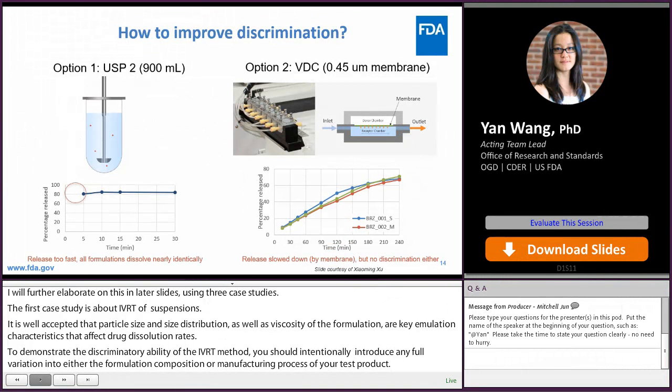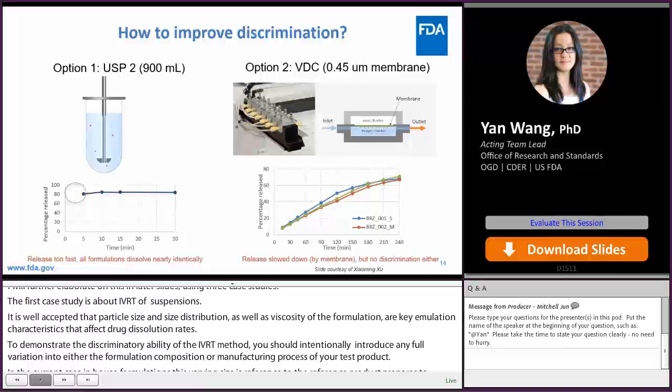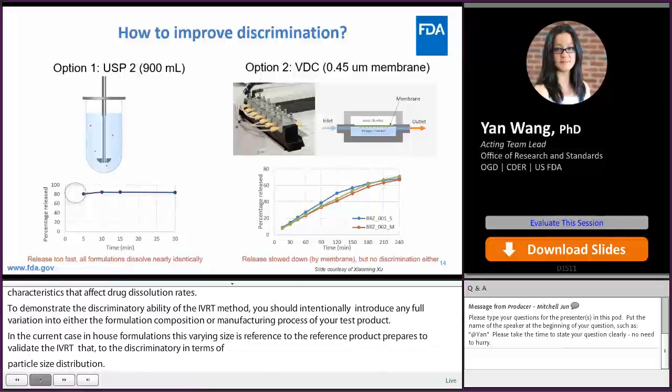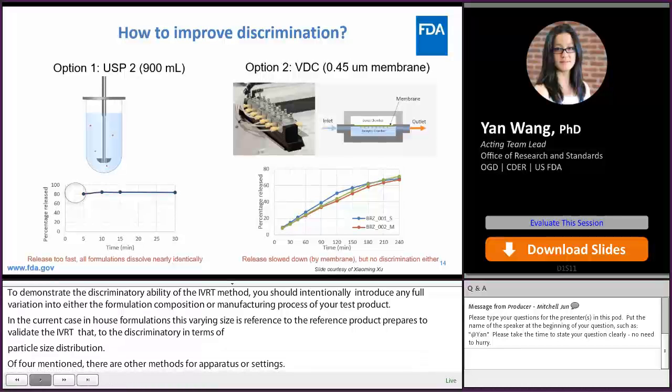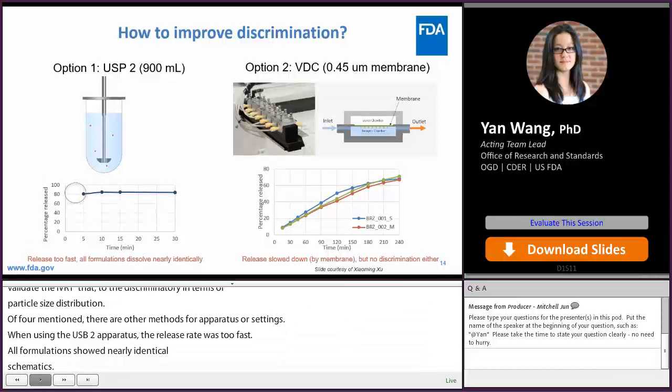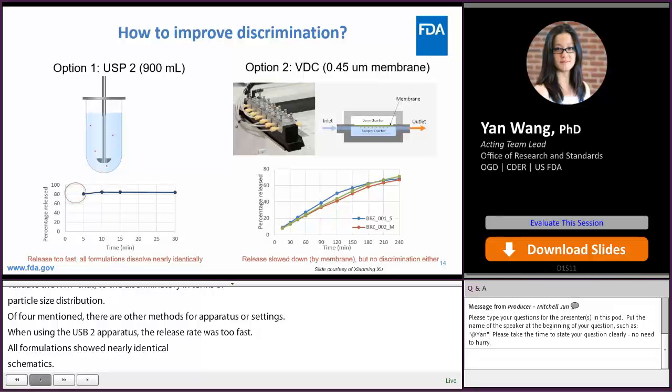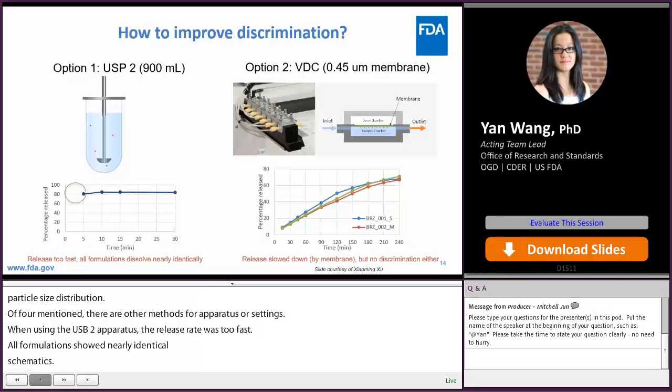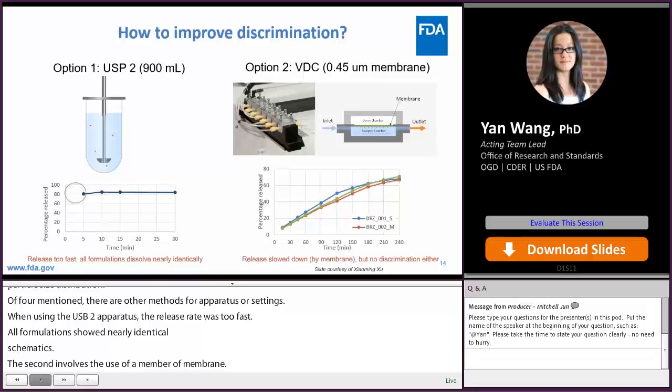As mentioned, there are generally more than one option when selecting the dissolution apparatus or settings. When using the USP2 apparatus, the release rate was too fast. All formulations showed nearly identical release kinetics. When conducting the IVRT based on vertical diffusion cell, which involves use of a membrane, it was observed that the release slowed down due to the presence of the membrane presenting a physical barrier to the drug diffusion. However, discriminatory ability is still lacking.